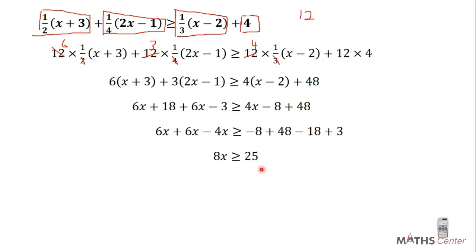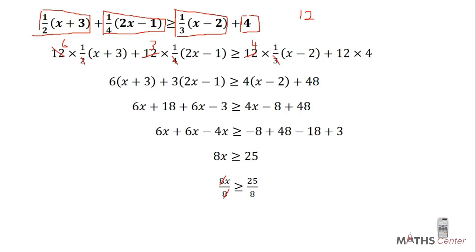When you get here, you divide through by the number attached to x. So if you divide through by the number attached to x, that number is 8. So what this means is that 8 will cancel 8 to give us x. You have 25 over 8. Now this is an improper fraction, so you have to leave our answer in a mixed number.